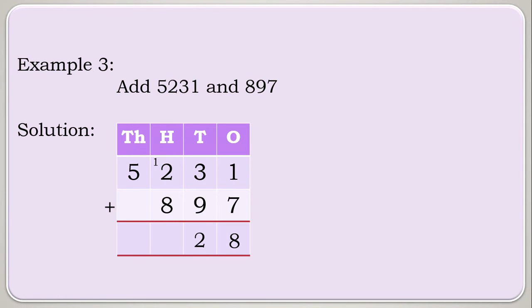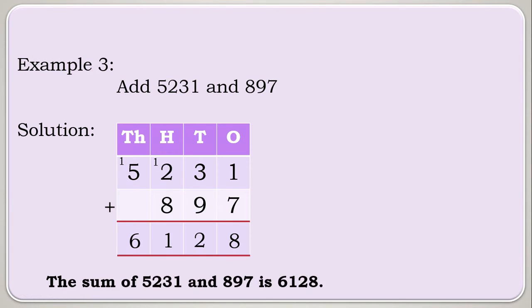So 1 plus 2 is 3, 3 plus 8 is 11. I will write 1 here and carry 1 to the next column. That is 1 plus 5 is 6. Therefore, the sum of 5231 and 897 is 6128.